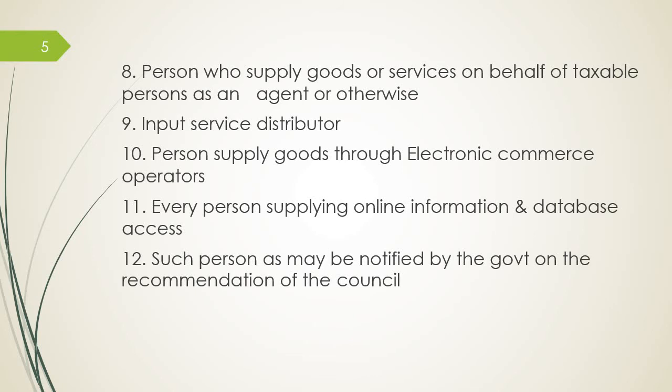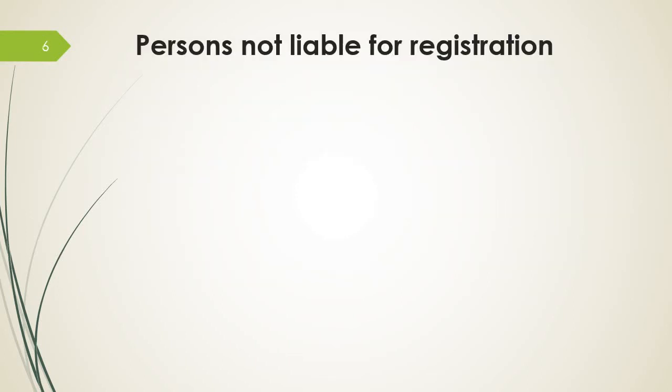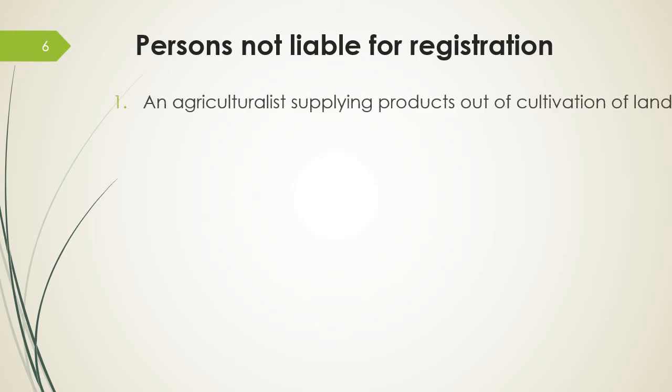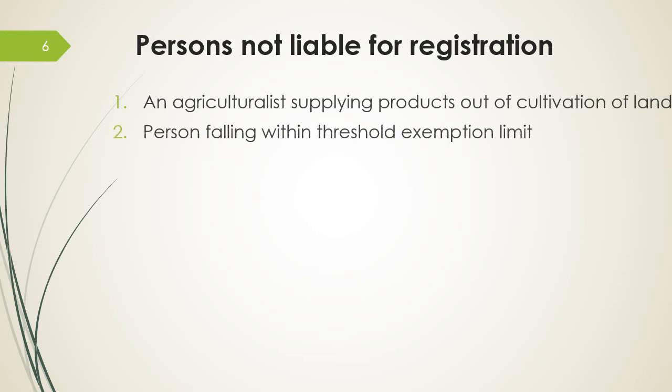So these are the persons who are liable for registration under GST Act. Then who are the persons who are not liable for registration under GST Act? So let's discuss one by one. The first one is an agriculturist supplying products out of cultivation of land. So if there is any farmer or agriculturist who is supplying products, maybe vegetables or any agricultural goods by cultivation of land, then he has no obligation for getting registration under GST since he is involved in the agricultural activity.